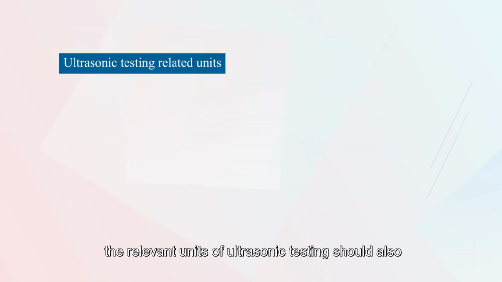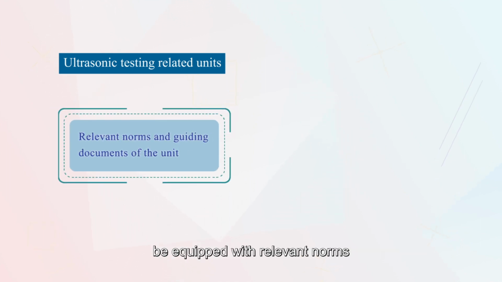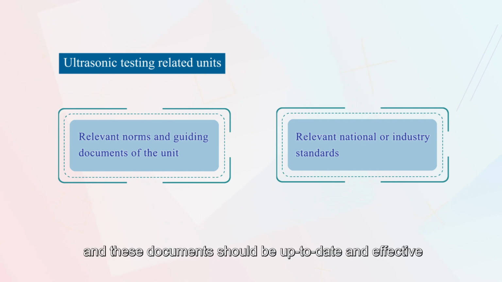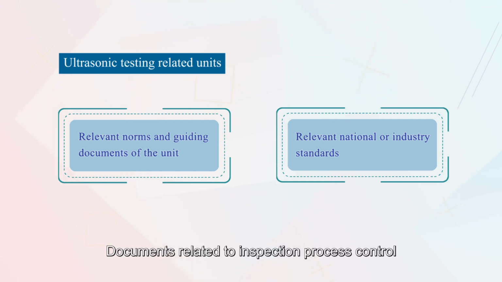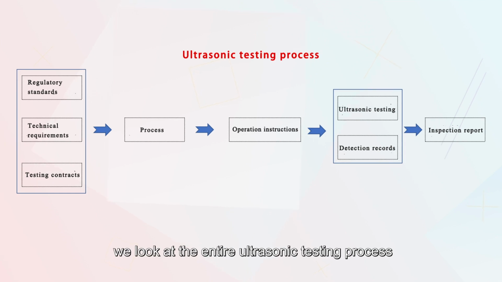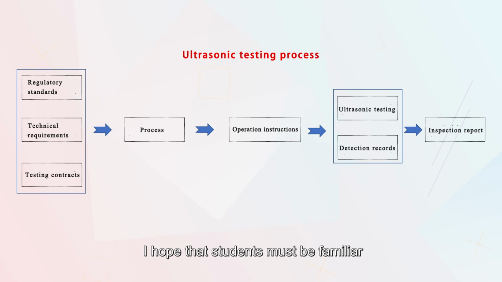In addition, the relevant units of ultrasonic testing should also be equipped with relevant norms and guidance documents, relevant national or industry standards, and these documents should be up-to-date and effective. Documents related to inspection process control and operation supervision, etc. Finally, we look at the entire ultrasonic testing process. I hope that students must be familiar with and know their corresponding requirements.